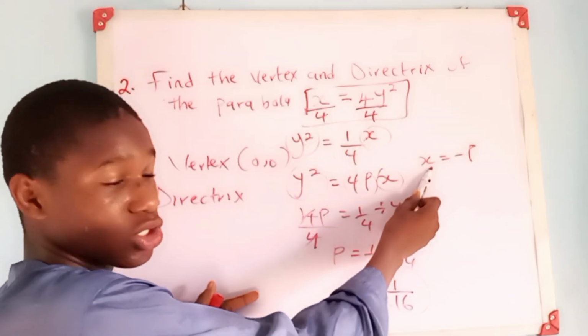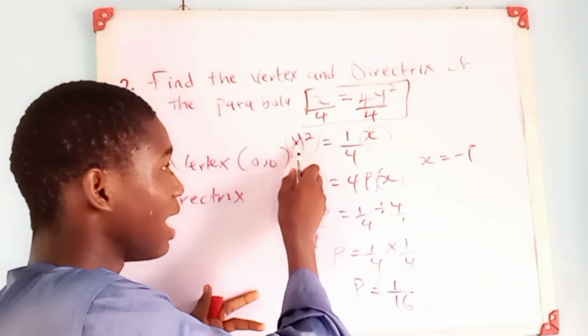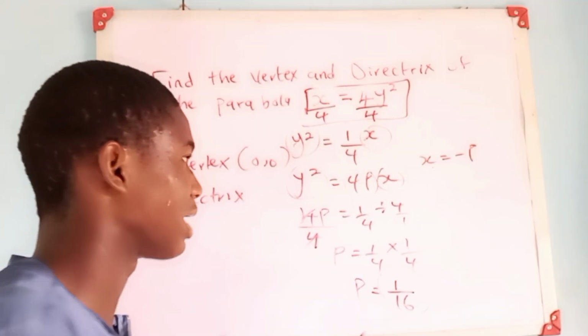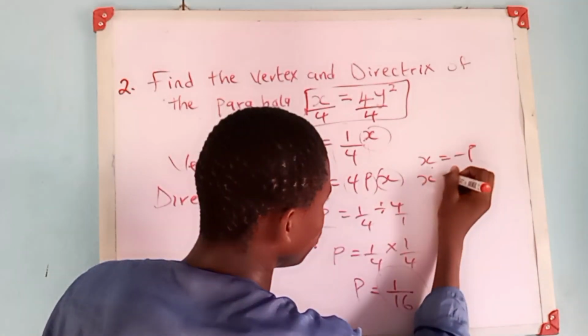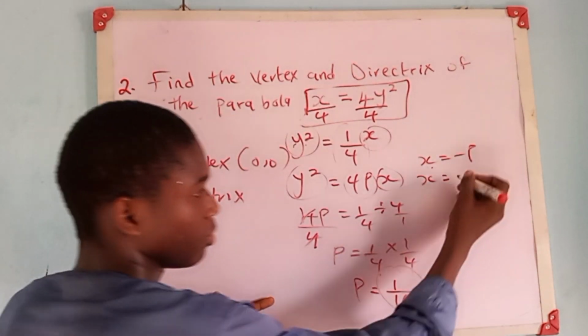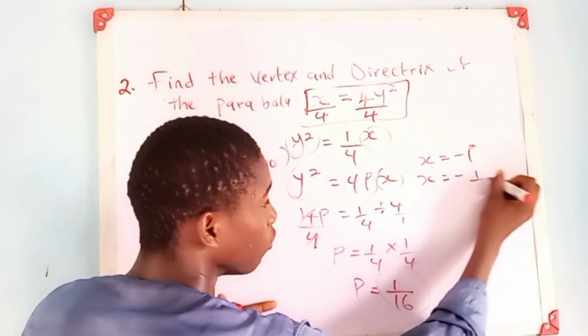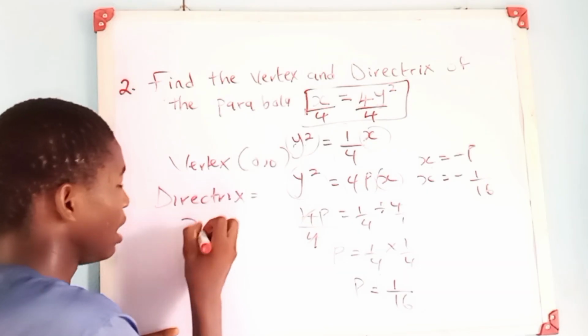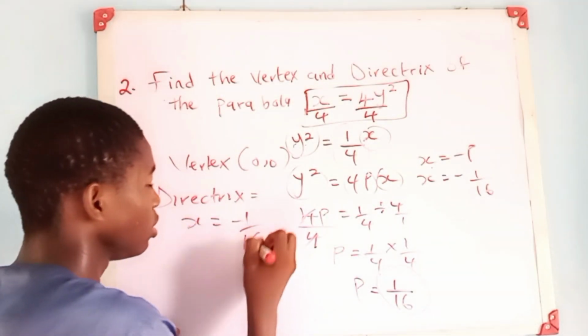So the equation for the directrix is going to be x. If it's my x that's carrying the square, the equation for the directrix is going to be y. Vice versa, like that. So now x is going to be equal to minus p. What is my p? 1 over 16. So now my directrix for this is going to be my x equal to minus 1 over 16.